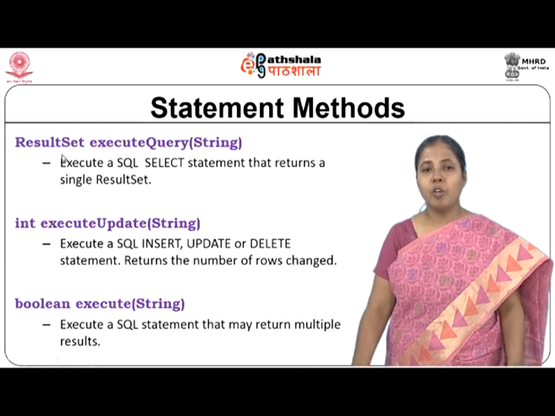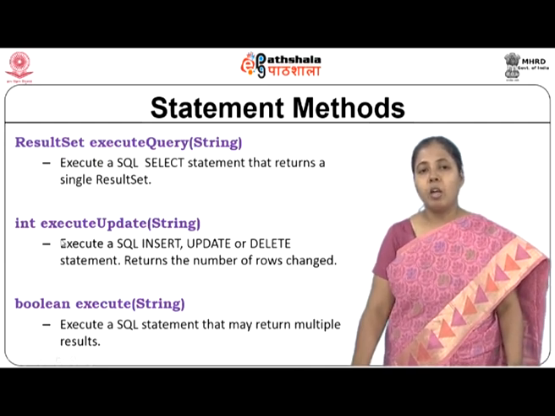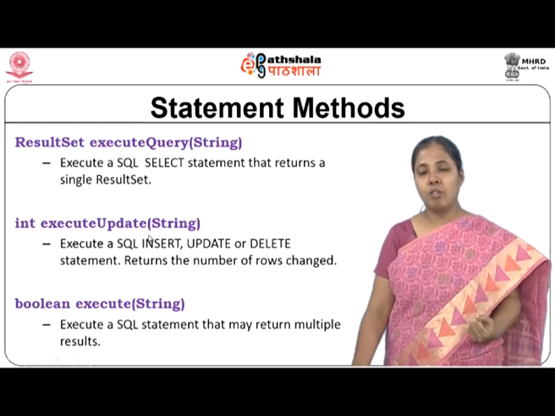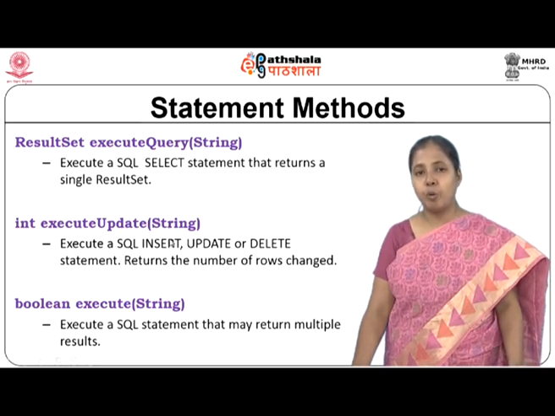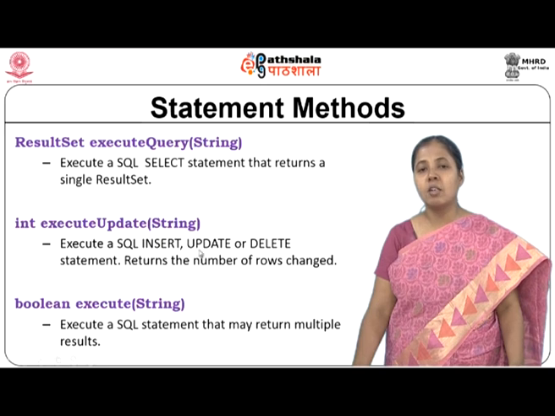So, the return type of executeQuery is a result set, and there is a method called executeUpdate. The SQL statement is given as a string, and the SQL statements supported for executeUpdate are insert, update and delete. Only these SQL statements can be given within executeUpdate, and it normally returns an integer. This integer denotes the number of rows that have been changed by the update statement. And there is another method called execute.